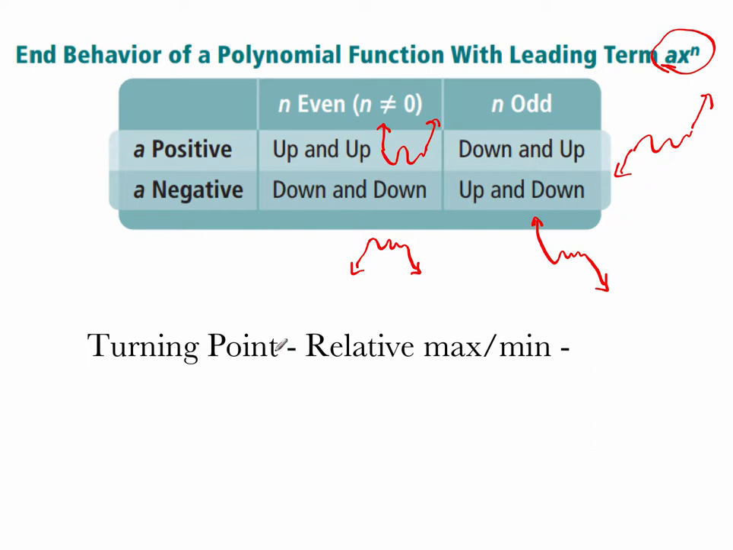Now we're going to talk about the turning points, and these are the relative maxes or mins. Polynomials go on forever. They have an infinite domain. And so the turning points are just where the slope changes from positive to negative or from negative to positive. So we can think about locally having a max or a min.